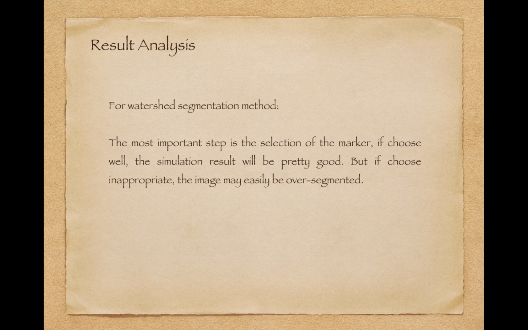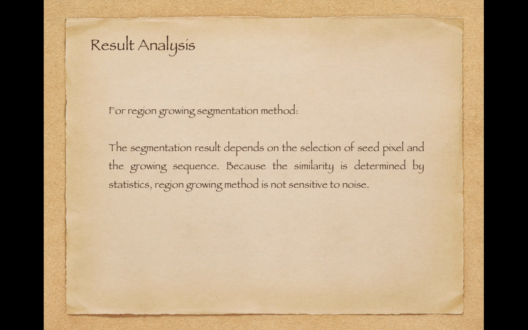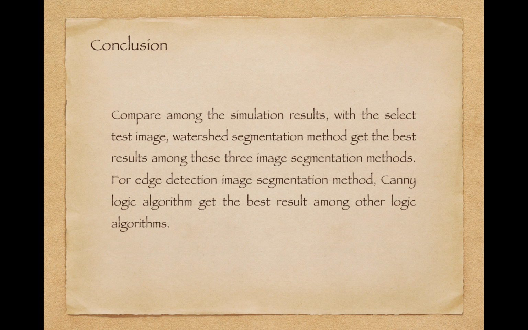For the watershed segmentation method, the most important step is the selection of the marker. If chosen well, the simulation result will be pretty good. But if chosen inappropriately, the image may easily be over-segmented, so we need to focus on this point. For the region growing segmentation method, the segmentation result depends on the selection of the seed point and the growing sequence, because the similarity is determined by a statistical algorithm. The region growing method is not as sensitive to noise as the other two image segmentation methods.